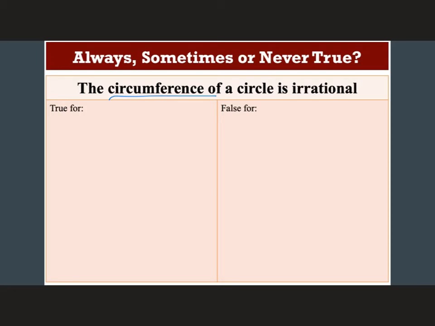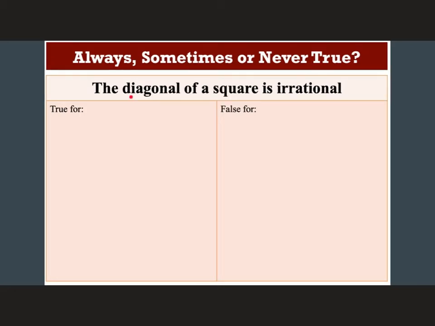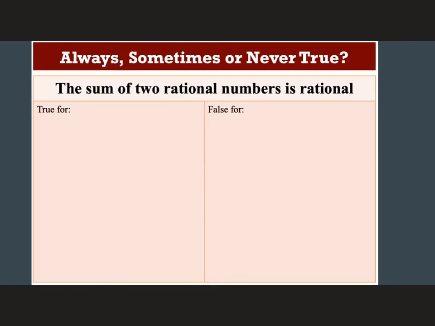Is it always, sometimes, or never true? The diagonal of a square is irrational. Is it always, sometimes, or never true? I believe there are six different statements that you're going to do.